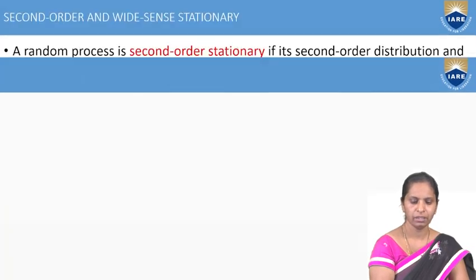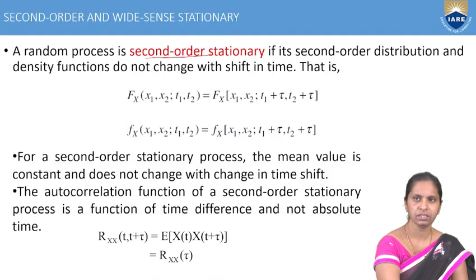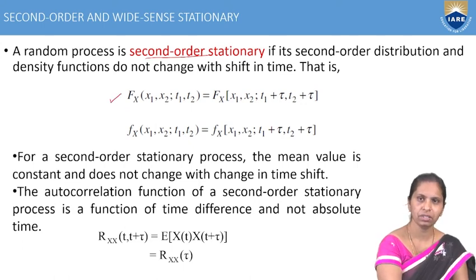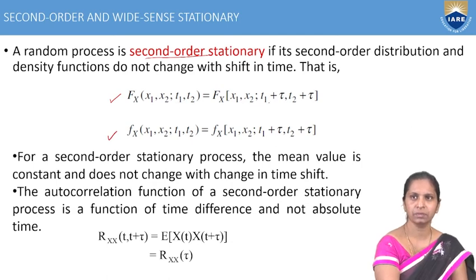Okay. And what is the second order density function of a stationary random process? If its second order distribution function and density function do not change with a shift in time. It means that T1 has been shifted to T1 plus tau and T2 has been shifted to T2 plus tau. Even though it is shifted, the distribution function is not changing, so you are getting the same value, and similarly the density function also.